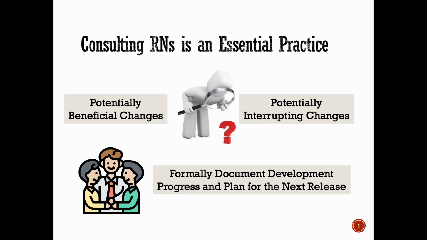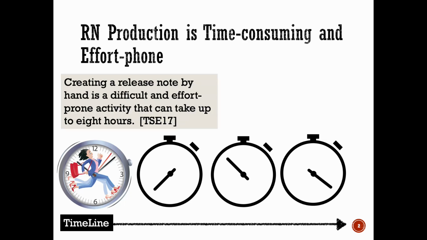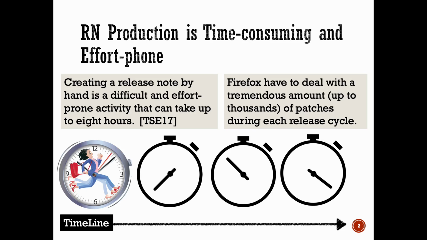or mitigation. Besides, internal developers use release notes to formally document the development progress and the plans for the next release. For large software projects, the production of a release note is time-consuming. Previous work found that creating a new release note by hand is a difficult and effortful activity that can take up to 8 hours. Some software systems, such as Firefox, have to deal with thousands of patches during each release cycle. It's a challenge to track these changes to be included and produce the final release note.